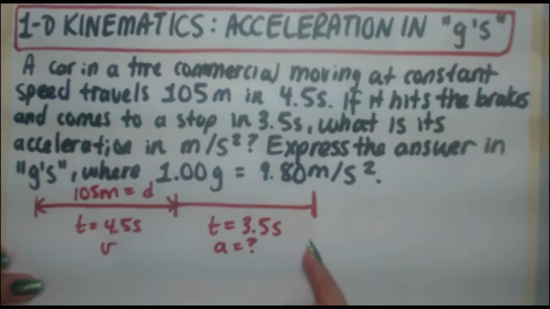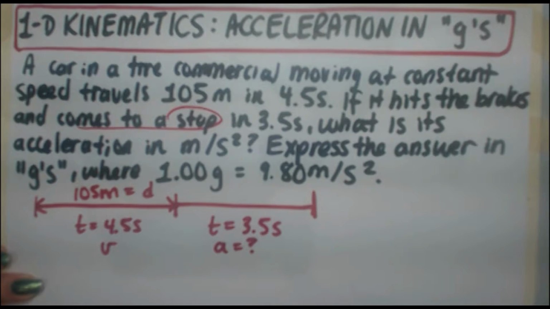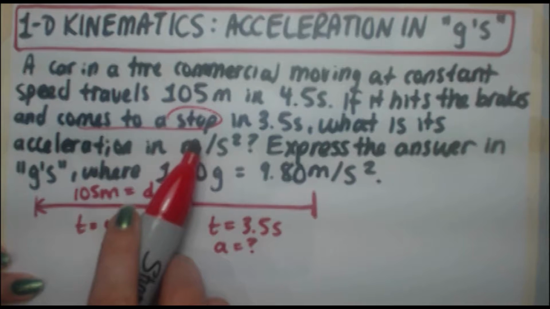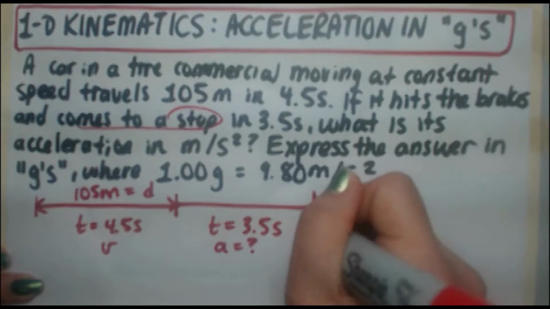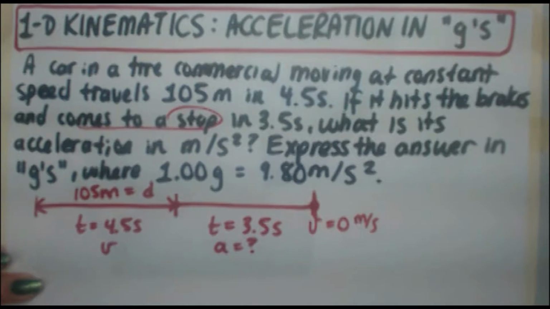It wasn't directly given to you in the problem, but you have to figure it out based on the words. And that is, it hits the brakes and comes to a stop. Just like the previous question where things started from rest, and you would say v1 equals 0, whenever you have a problem where something comes to a stop, that tells you the final speed is 0. So the speed over here is going to be 0 meters per second, right there at the end.